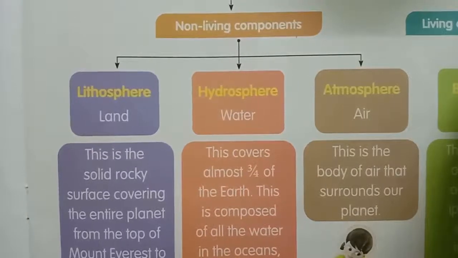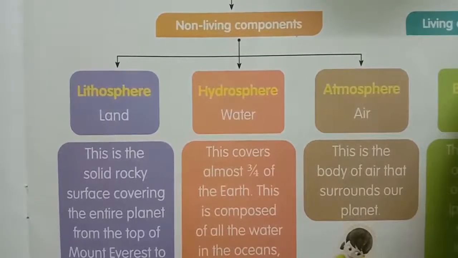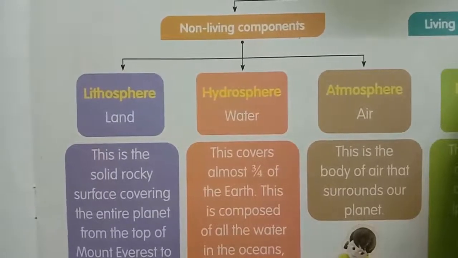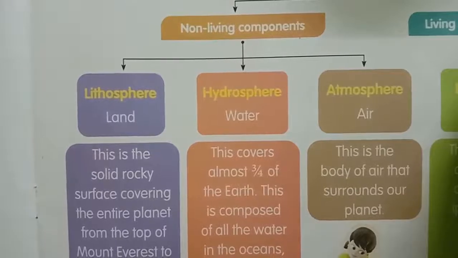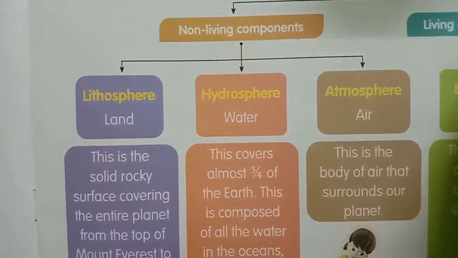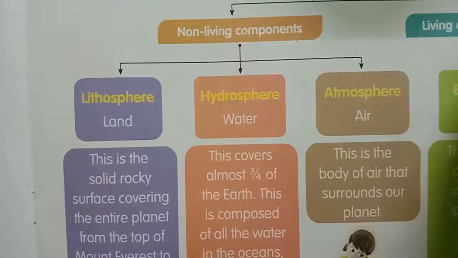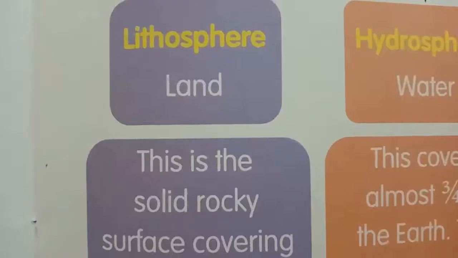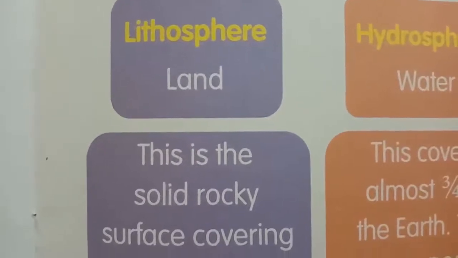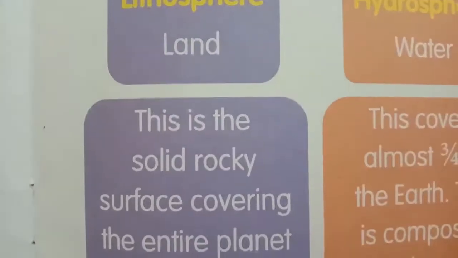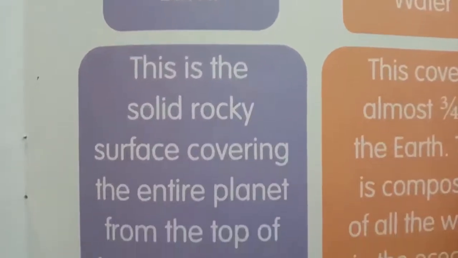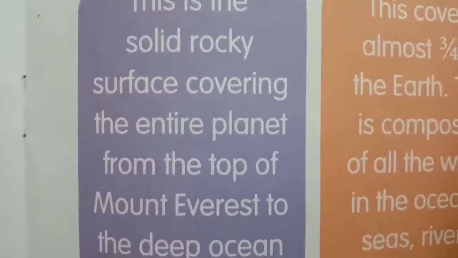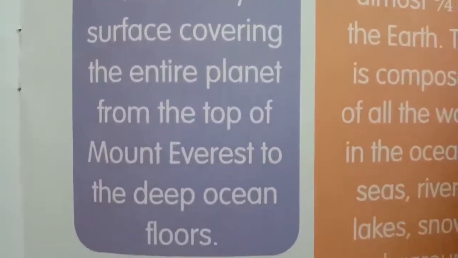Non-living components are divided into 3 types, children. Lithosphere, hydrosphere, atmosphere. Lithosphere means land, hydrosphere means water, atmosphere means air. Lithosphere, land. This is the solid rocky surface covering the entire planet from the top of Mount Everest to the deep ocean floors.